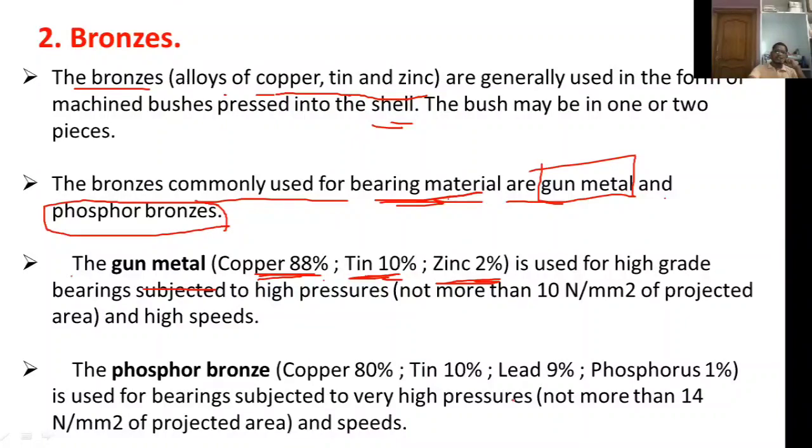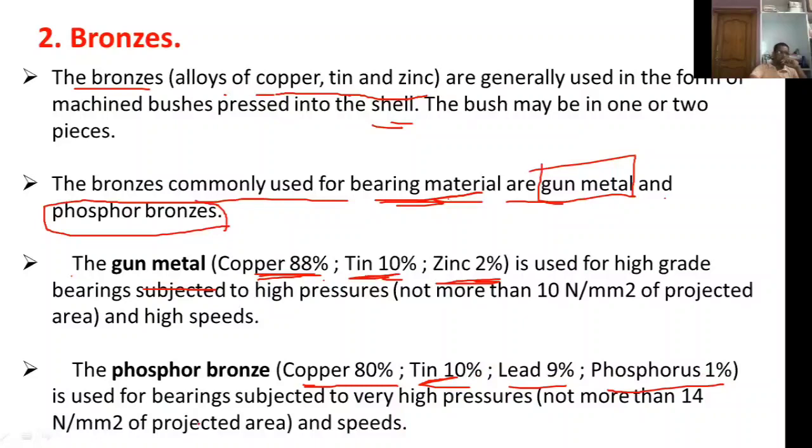Okay, these gunmetal bearings are used when the applied pressure is more than 10 megapascal. The phosphor bronze contains 80% copper, 10% tin, 9% lead, and 1% phosphorus.